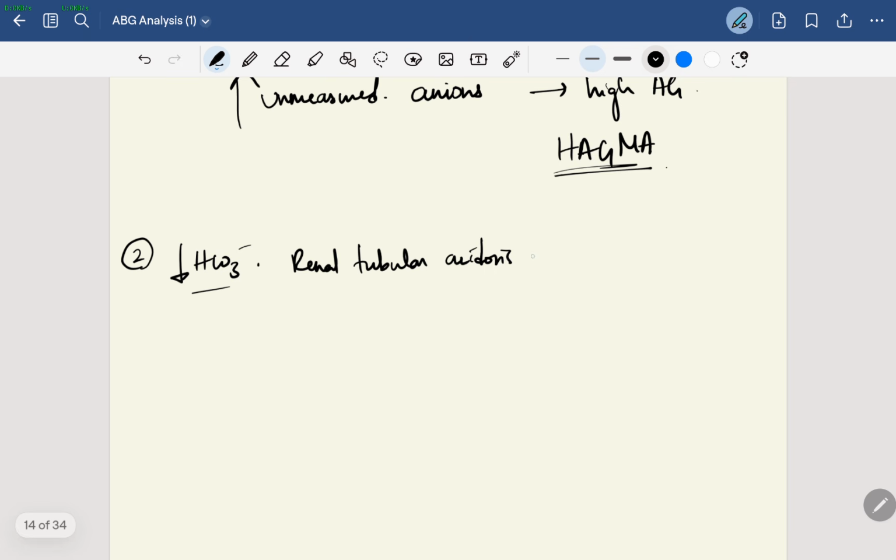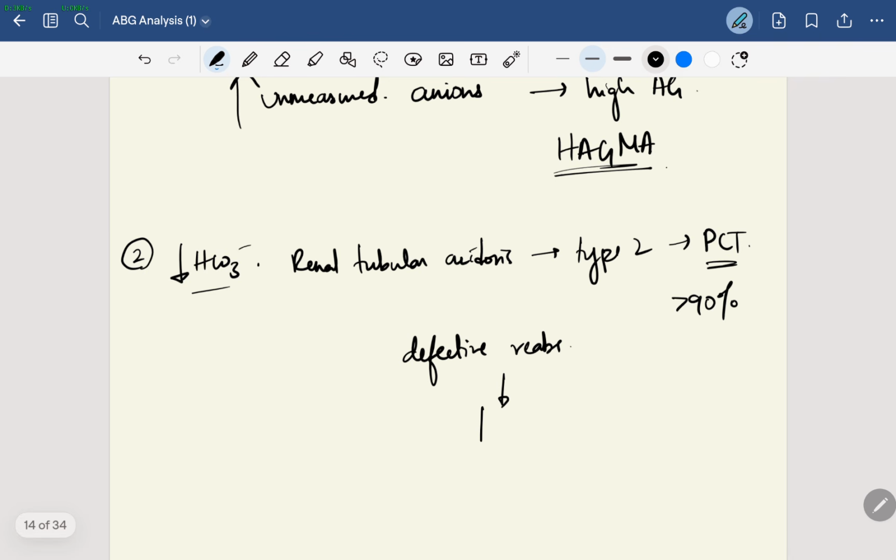So what happens here, especially in type 2, is there's a defect in the proximal convoluted tubule. And as you know, the PCT is responsible for reabsorbing around 90% of most solutes and even 99% of certain solutes. Bicarb is also included in these solutes. So if there's defective reabsorption, all this bicarb is just lost to urine. That manifests as low bicarb in the blood.